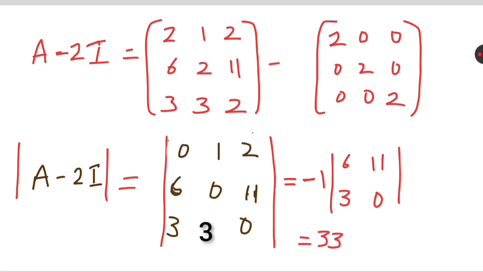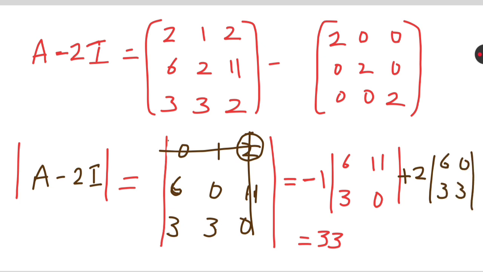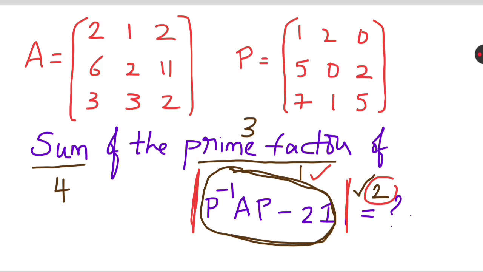So we are going to get here only 33. Now we need to take this last element. So plus 2 times. When you are taking this 2, you need to close the same row and same column. Then we are left with 6, 0, 3, 3. When you cross multiply, 6 times 3 is 18, minus 3 times 0, which is 0. So 2 times 18 gives 36. So 33 plus 36 gives 69. The determinant of this A minus 2I is 69. So we are done with the second step.